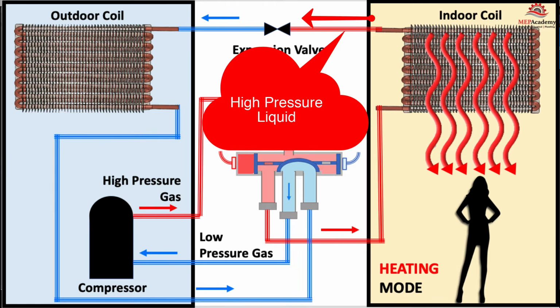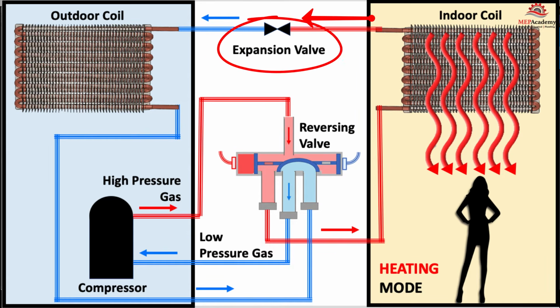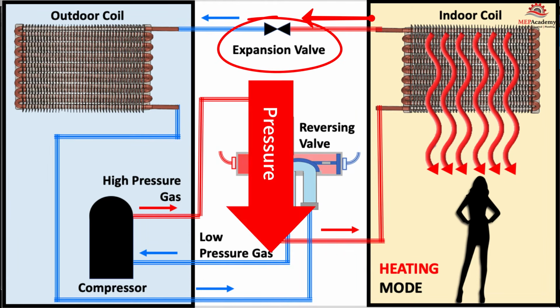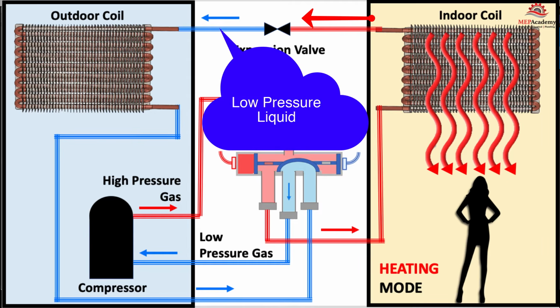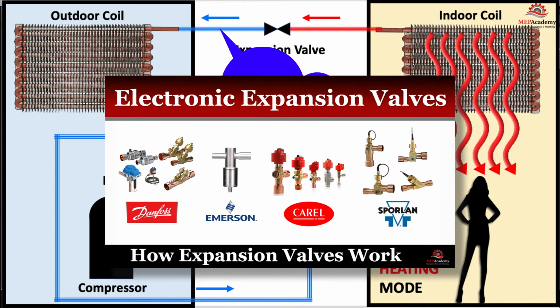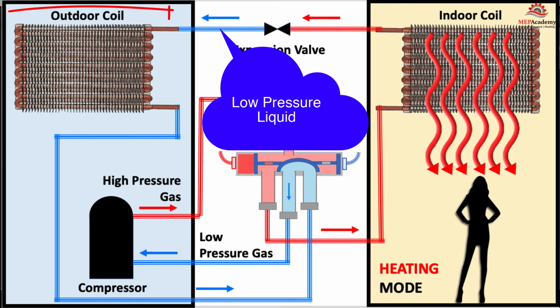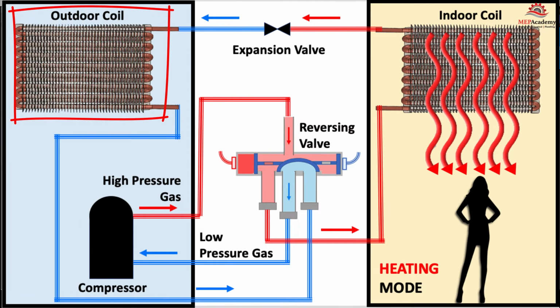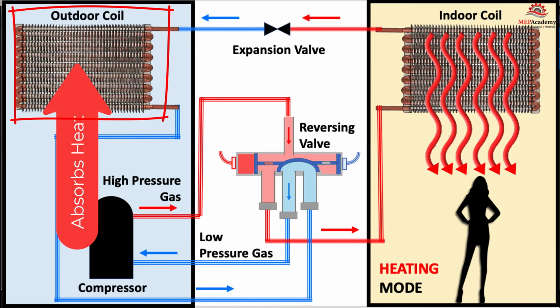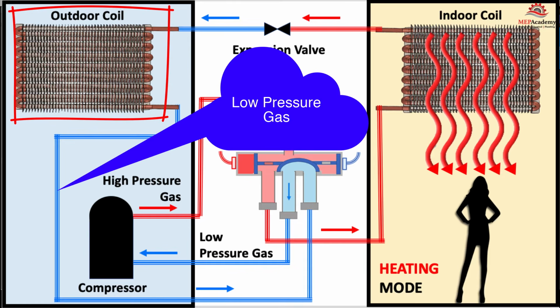The refrigerant will then leave the indoor coil as a high pressure liquid and enter the expansion valve, where its pressure will be reduced, causing it to become low pressure liquid. See our video on expansion valves for more info. This low pressure liquid refrigerant will then enter the outdoor coil, where it will absorb heat from the outdoors, causing the low pressure liquid refrigerant in the outdoor coil to evaporate, absorbing the heat. This low pressure refrigerant gas then enters the compressor, where the cycle repeats itself.